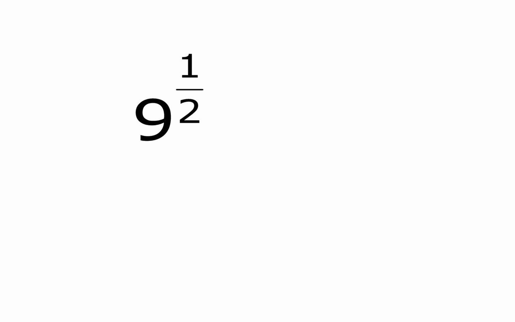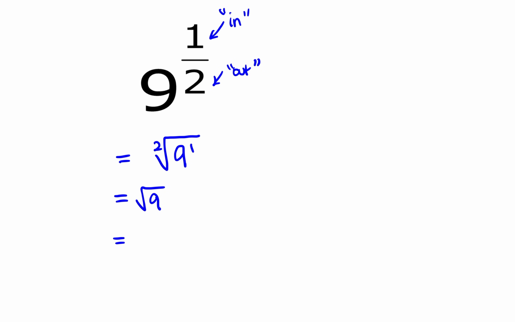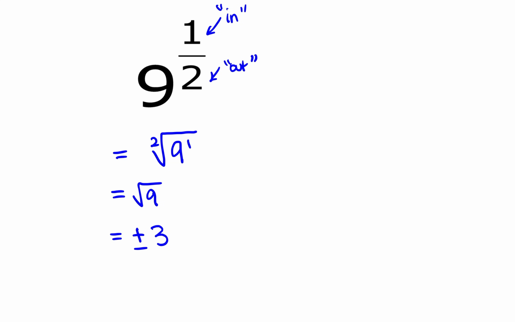So looking at this one, we have 9 to the 1/2. Again, the idea is what? Top in, bottom out. So this turns into what? The radical of 9 to the 1st power and 2 outside, which essentially is what? The square root of 9. And what is the square root of 9? Well, it's going to be plus or minus 3. All right, let's box that in.